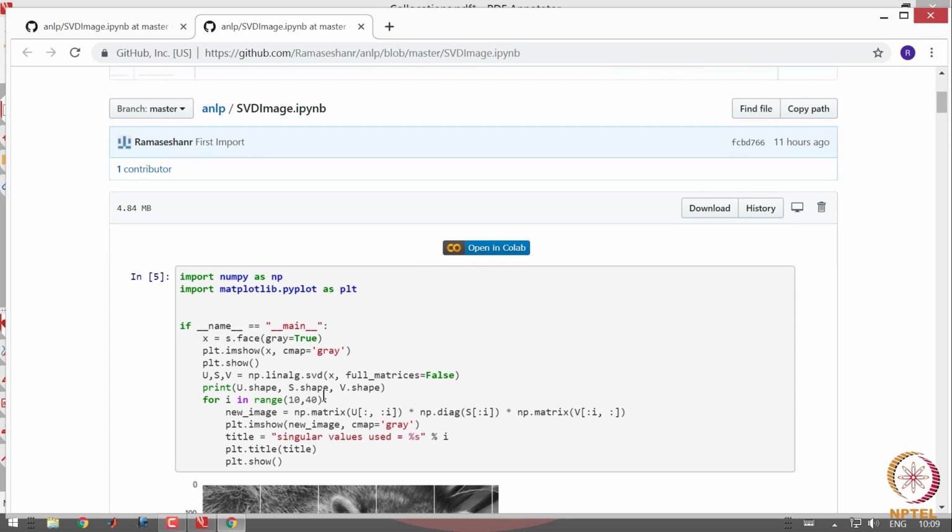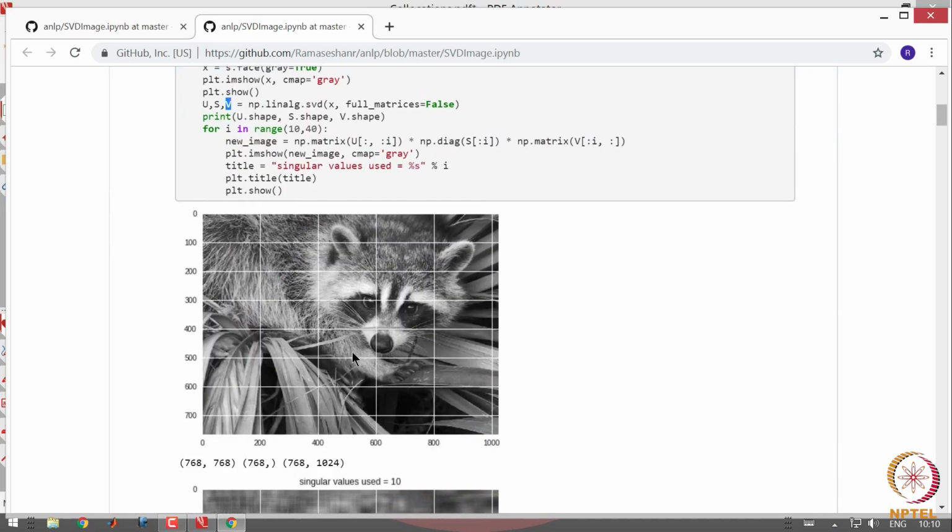And then I am taking these sigma values from the first 10 to the first 40, and then seeing how they are really contributing to the structure of the image during the reconstruction process. So, I have done the SVD here, okay, and the values are available in the U, the left singular matrix, and this is the singular values, and then the right singular vector, right. And this is my original image.